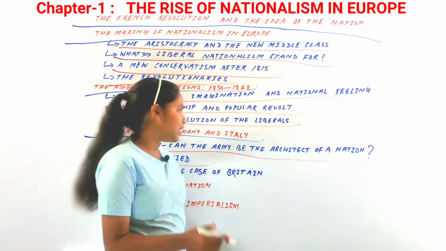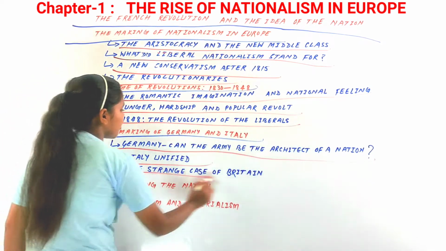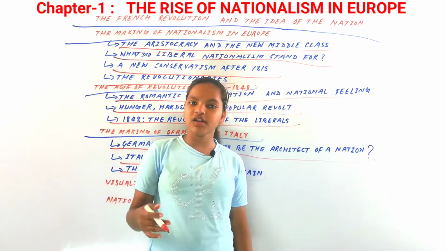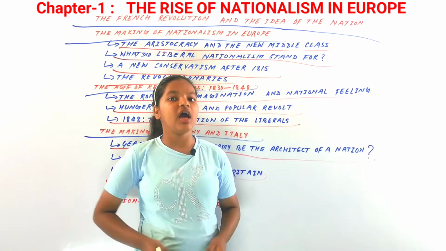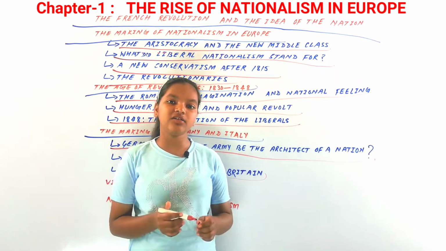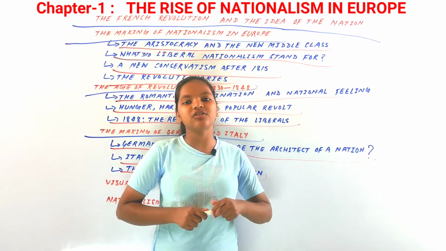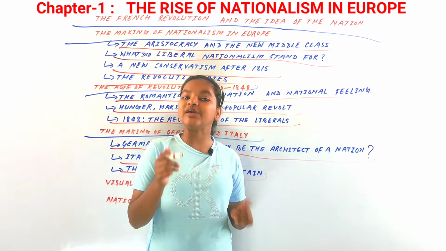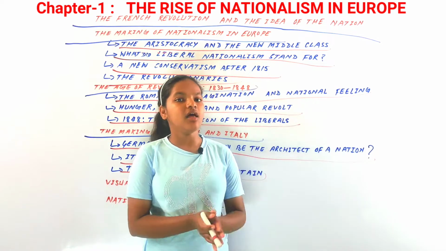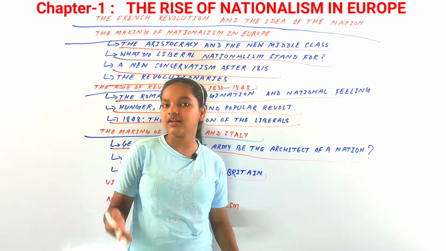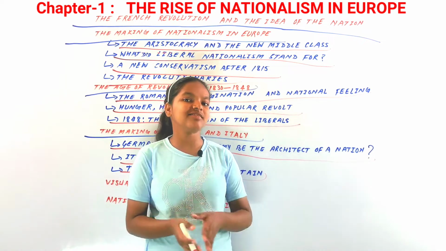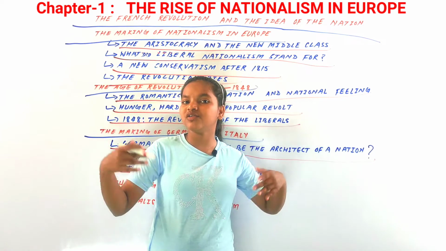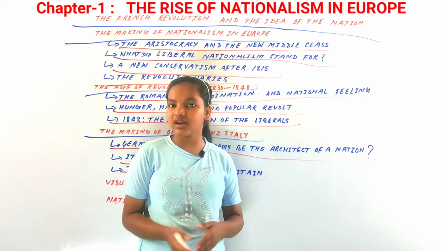Now our next subtopic is the strange case of Britain. Many scholars have argued about this nation state, Britain. They have argued that in the 18th and 19th century, if there was only one nation state, that would be Britain. If you look at the case of Britain, you will see that it is so weird, so strange to look upon. Its story is in a very different direction.